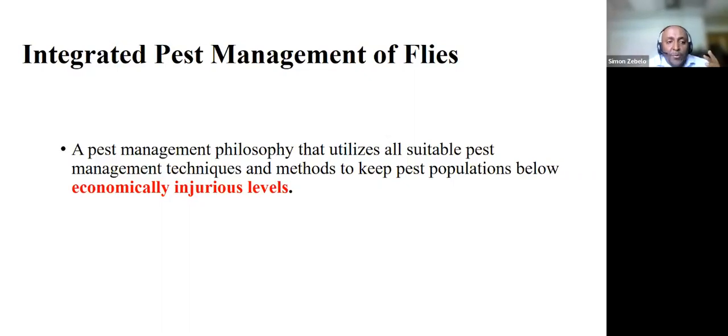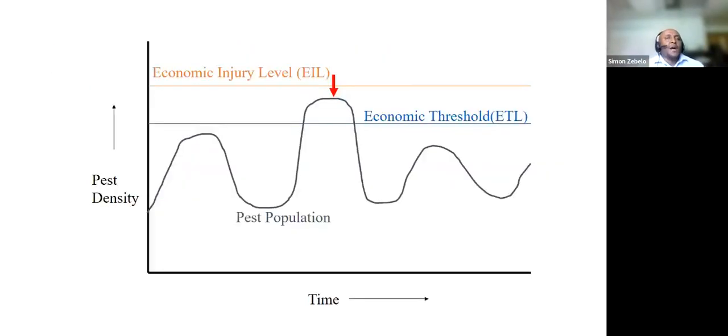So a very important term here, the statement in red, is economically injurious level. The population of flies has to stay below the threshold level, below the level that bothers people, bothers the community, below the level that can transmit disease. Okay, so let's talk a little bit about the economic threshold level and economic injury level. Here we have in the x-axis the time over which the poultry operation runs, and here we have pest density in the y-axis.